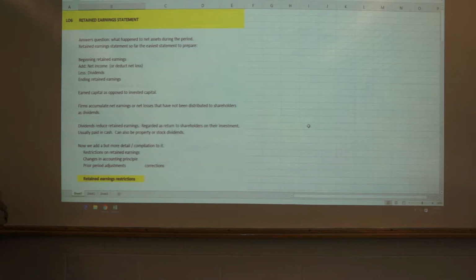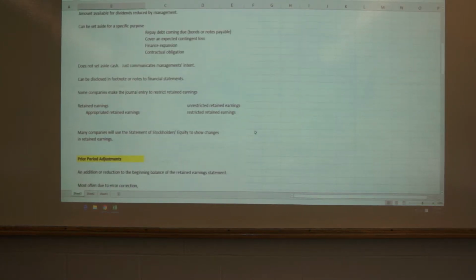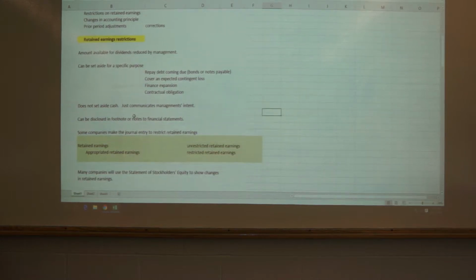Okay, most companies are just going to disclose these restrictions in notes to the financial statements. Some will make journal entries as, let's say, shown here, retained earnings restrictions. Some might do a journal entry like this, retained earnings and unappropriated retained earnings, so they would reduce the amount of retained earnings available to the stockholders and have an appropriated retained earnings account. Okay, so retained earnings restrictions, you need to be aware of how those are handled and what they are.